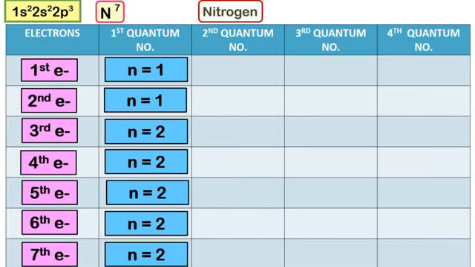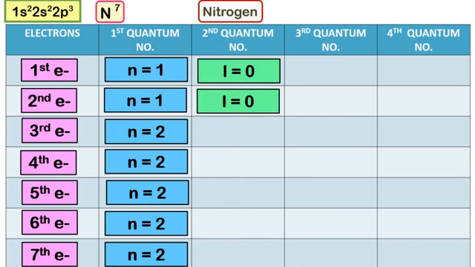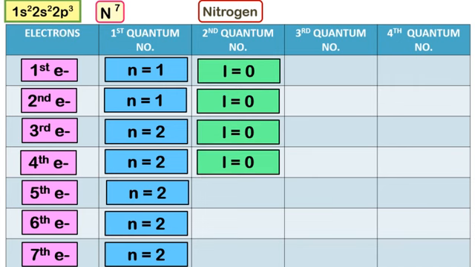Since it is S, the L is 0. S again, L is equal to 0. This one, the third and fourth is in the 2s, so S, it is 0. L is equal to 0 because it is the S. And the fifth, sixth, seventh, the last three is in the 2p3, meaning it is the p orbital now.